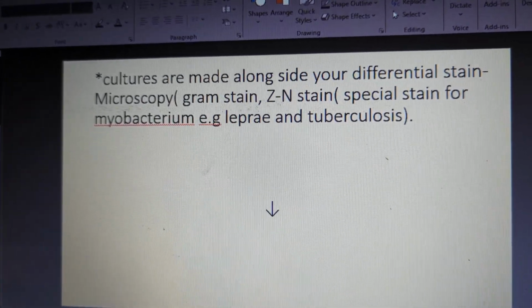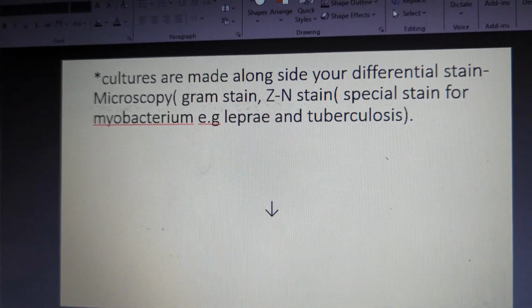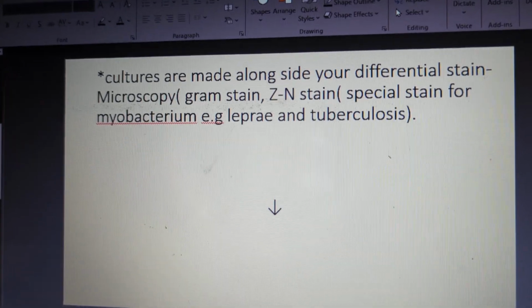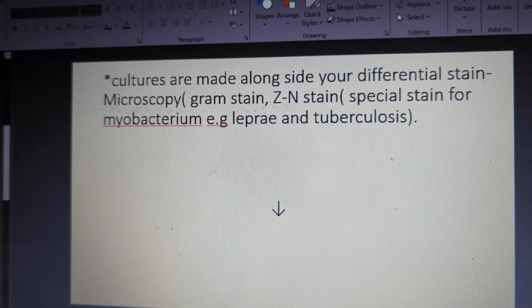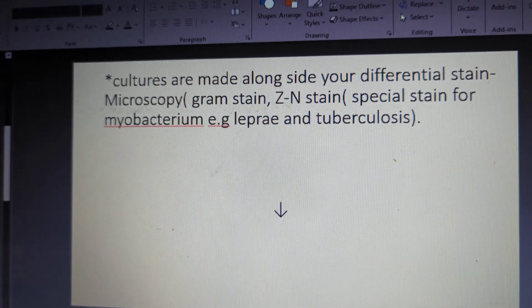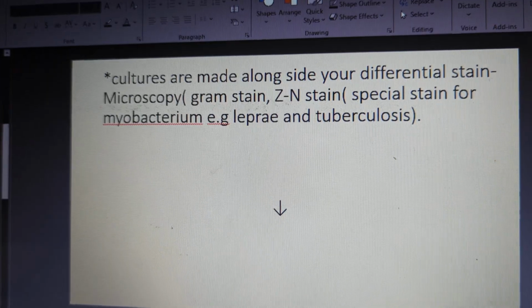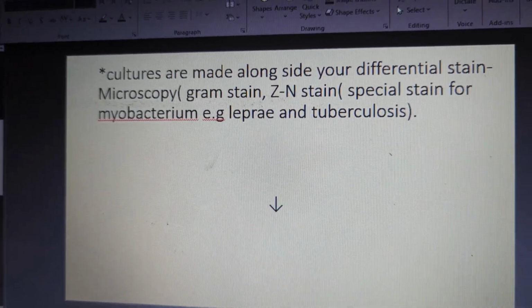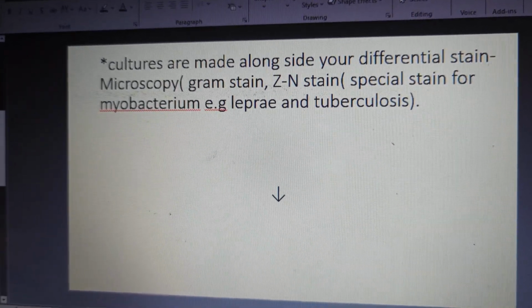But the point is that culture and microscopy go hand in hand. Of course, microscopy is quicker, and so you could have your initial results come in, and then of course you have to wait 24 hours or so for your culture results to have the full picture.